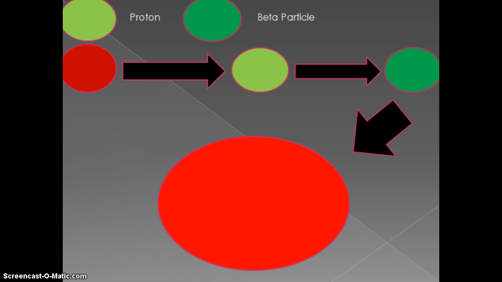Beta decay is when the neutron turns into a proton. The beta particle then leaves and the new proton stays at the nucleus.